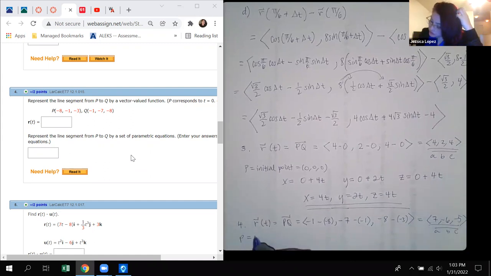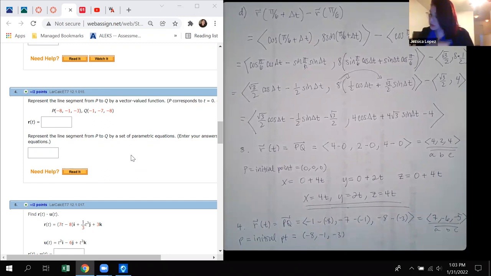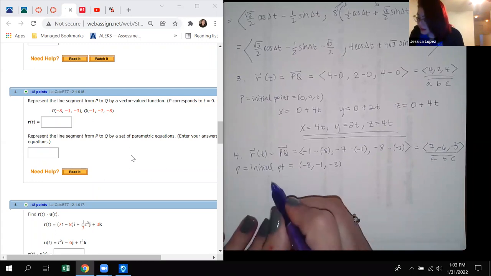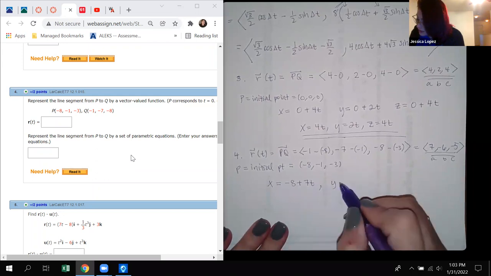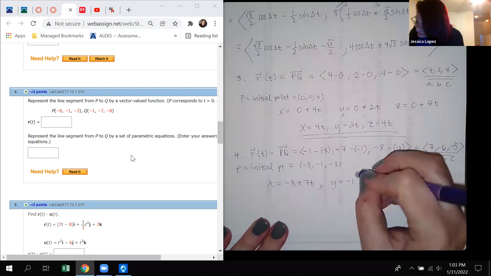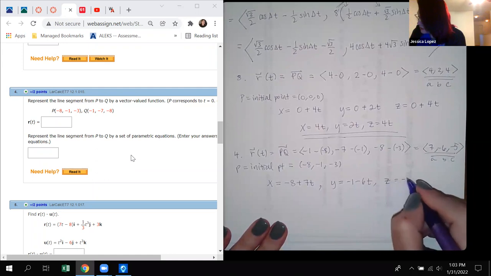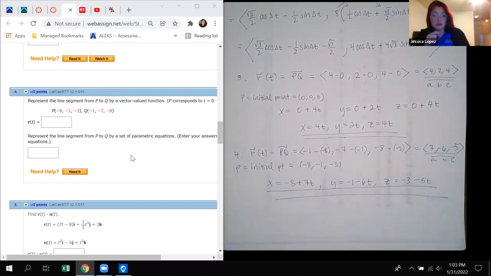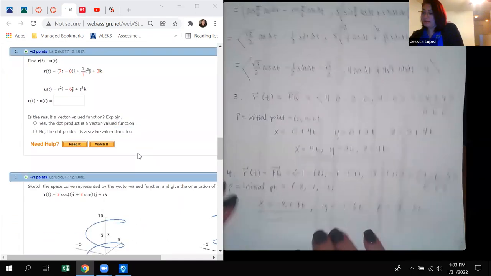So P is the initial point, which actually equals negative 8, negative 1, negative 3. So that means according to our parametric equations, we're gonna have x equal to negative 8 plus 7t, y equal to negative 1 minus 6t, because it's negative 6, and z equal to negative 3 minus 5t. And this is what they want in that second box. Okay, number five.